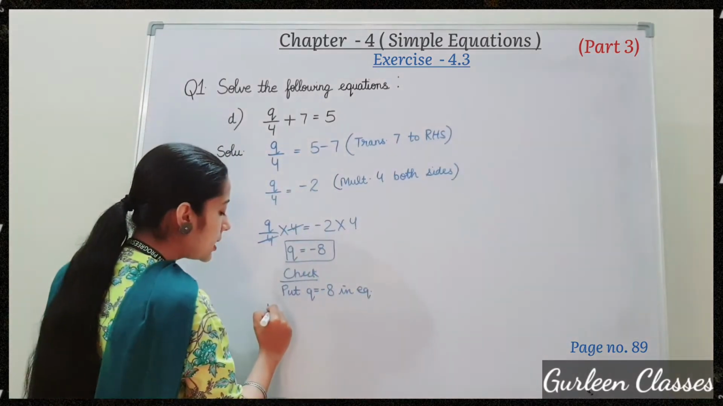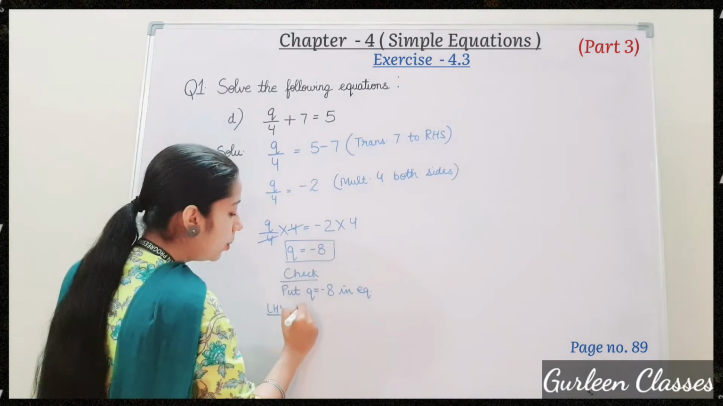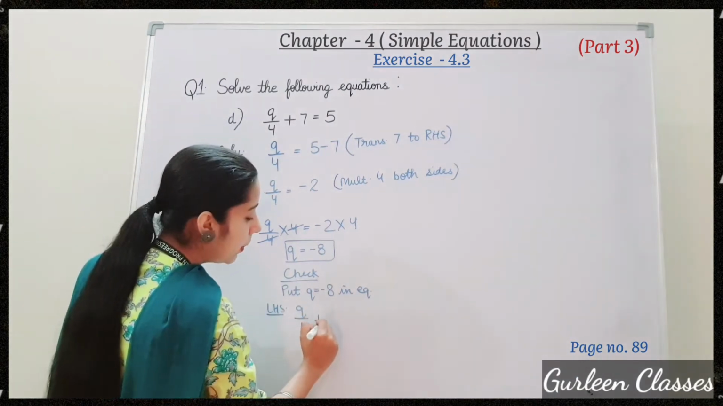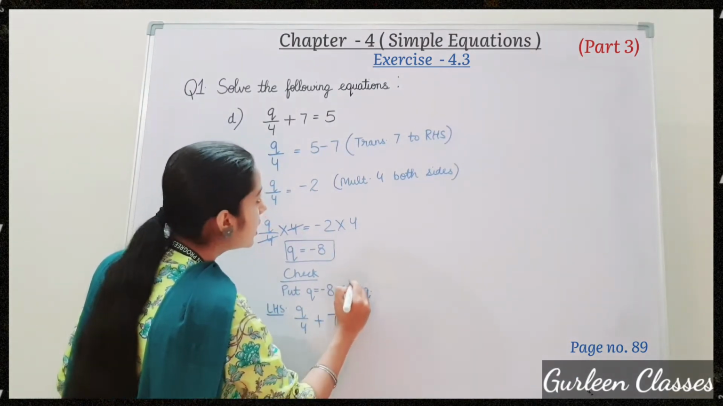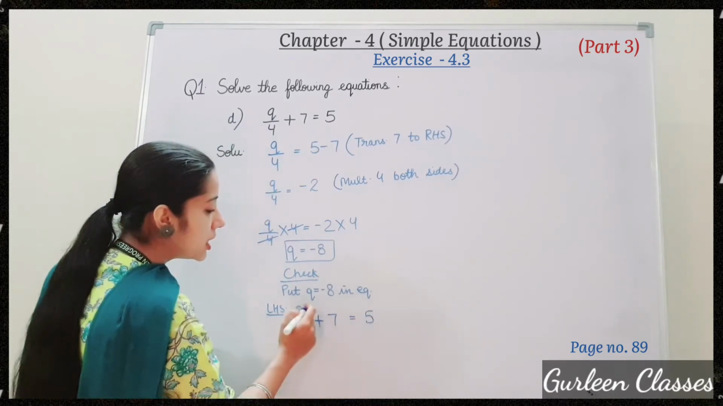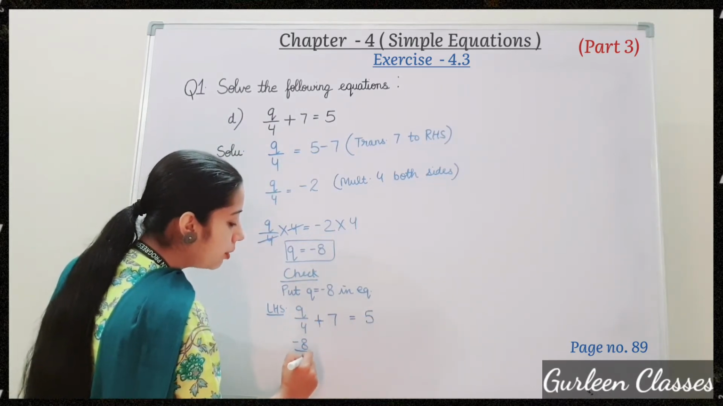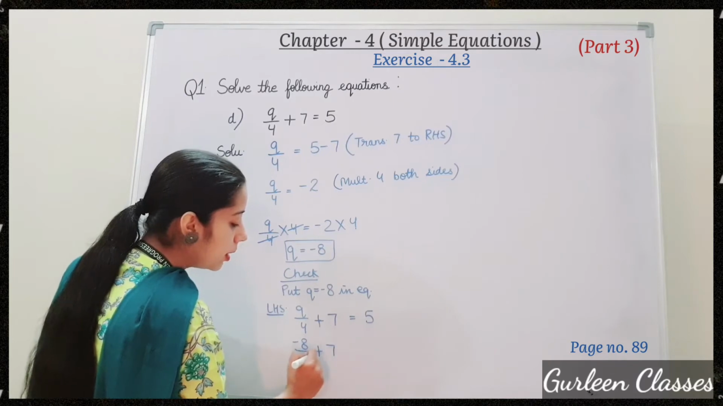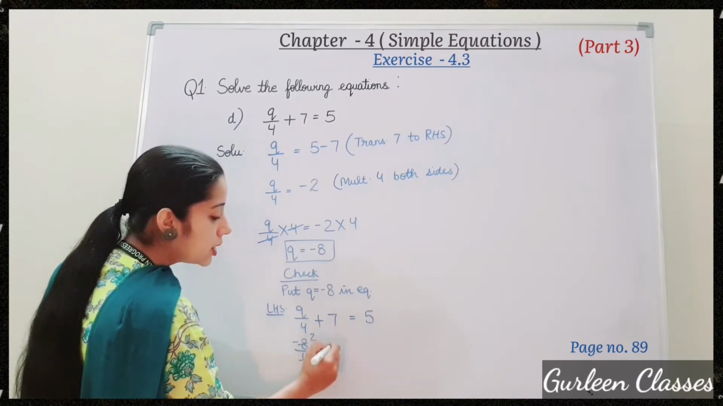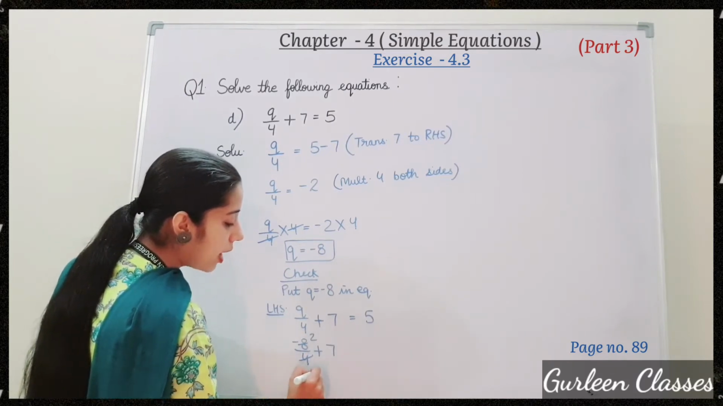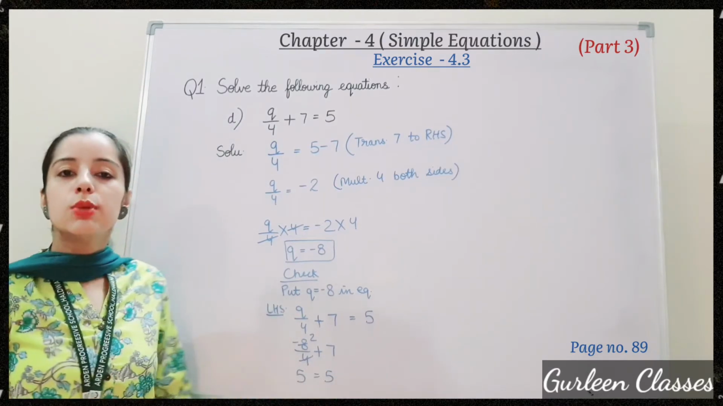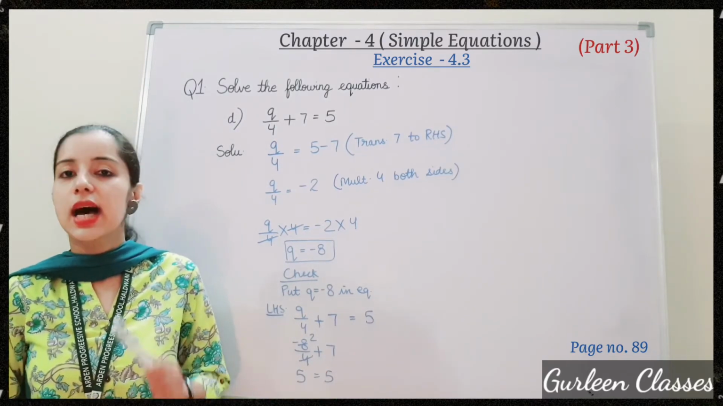The equation says LHS is q upon 4 plus 7, that is equal to 5, which is your RHS. Minus 8 upon 4 plus 7. 4 2s are 8. Minus 2 plus 7, that is 5. 5 is equal to 5. So both these sides, LHS and RHS, are equal.